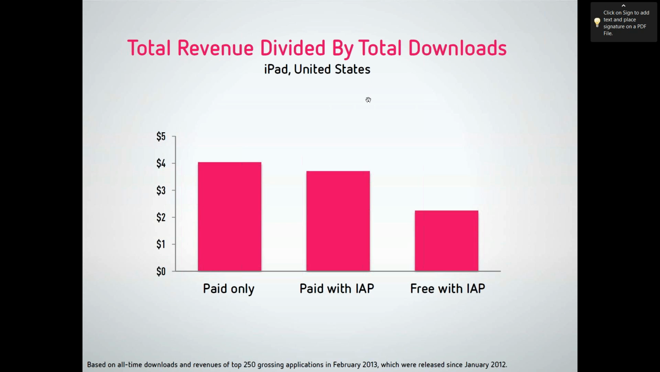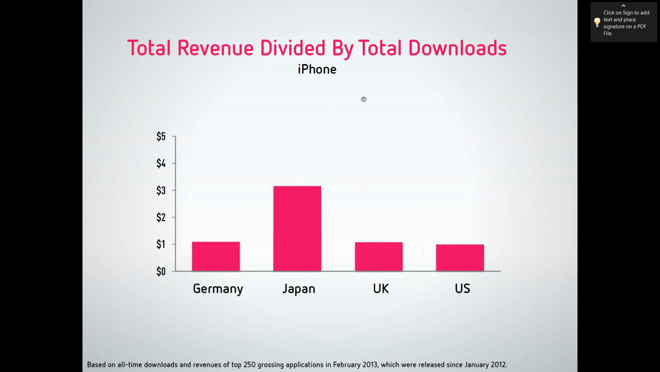The next thing we can compare as well is the different countries. That's what we've done here, and what you can see immediately is that for the average of these three countries, Germany, UK, and US, the average revenue per downloaded application is about $1. But the average revenue per downloaded application in Japan is even much higher. It's over $3, about $3.